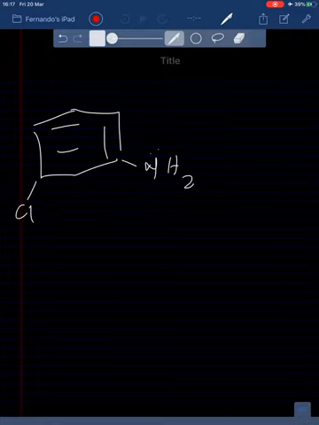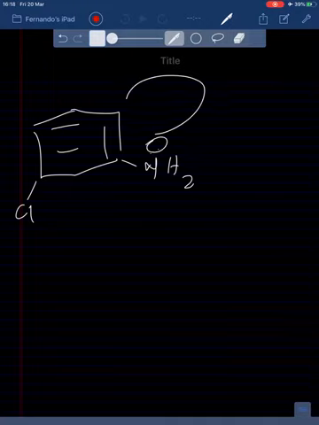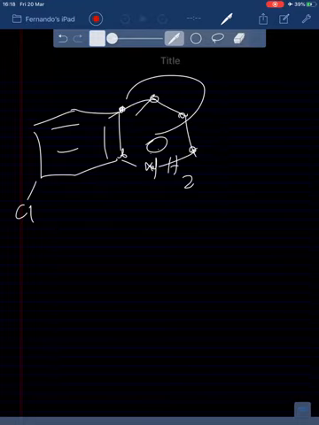NH2 and Cl. So somehow we need to create a ring between these lone pairs and this carbon here. So we need to figure out how many members to add. 1, 2, 3, 4, 5, and 6. So we need to add 3 more so we can connect and have our pyridine cycle. So how do you think we are going to do that?